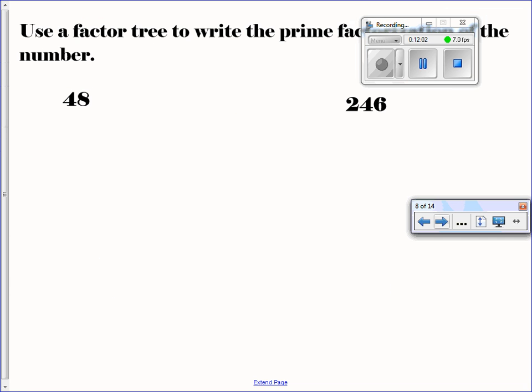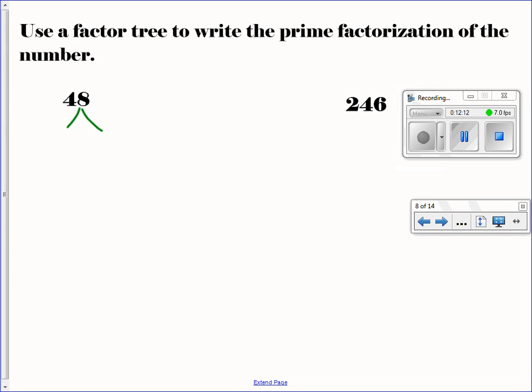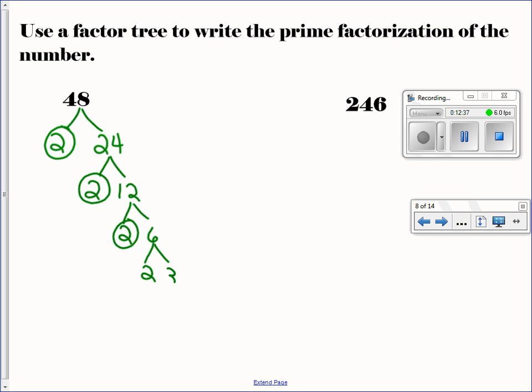Now we're going to do our own factor trees. We are going to show the prime factorization of 48. So the number that I would start with would be the smallest number, which would be a 2. I'm going to circle that because it's a prime number. 2 times 24 equals 48. So I'm going to have 24 here. 24 is not a prime number, so I need to factor it out. And as I'm making my trees, I'm circling the numbers that are prime.